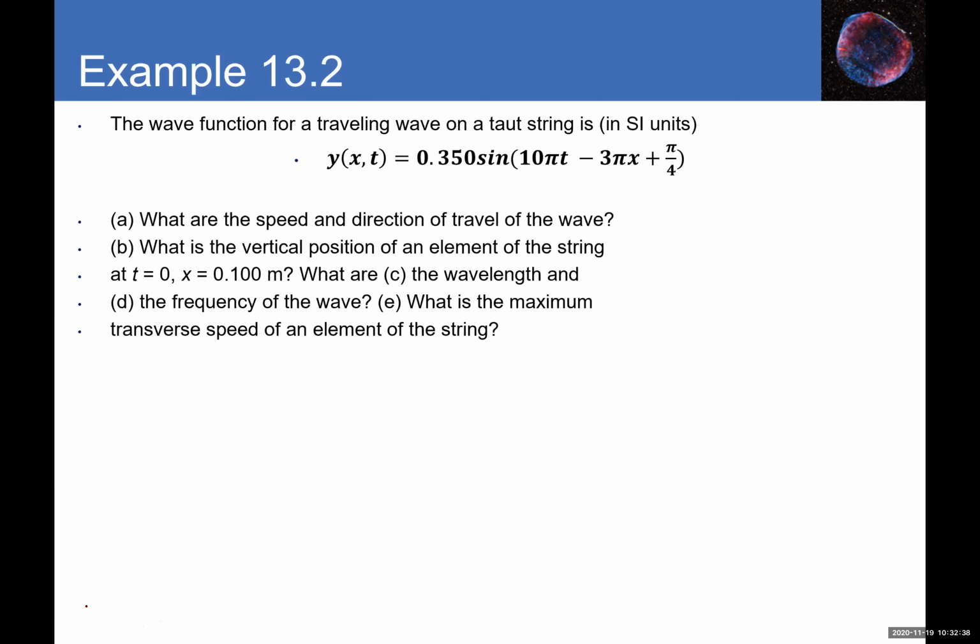All right, so we take this and we write the general equation so we can compare it, right? So y(x,t) = A sin(kx − ωt + φ). One thing we can see here is already a little bit of a discrepancy, because of the way we have this written: it's 10πt − 3πx. That means this term over here is negative, and we don't want it to be negative. So we have to rearrange it so it is given in the way that we want.